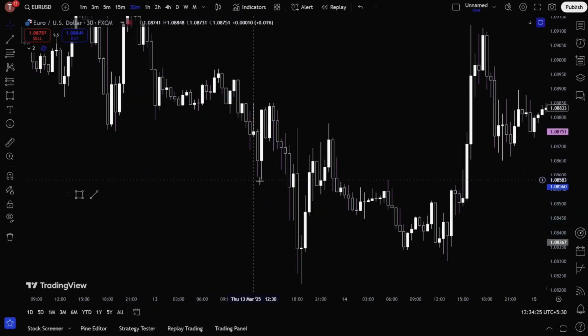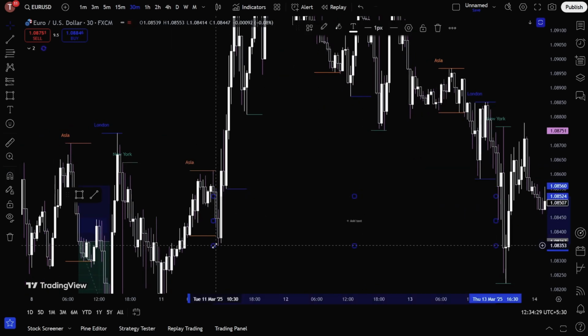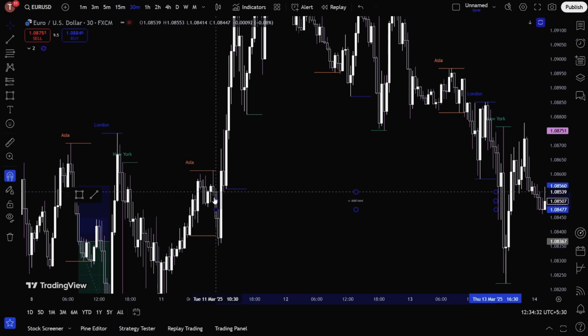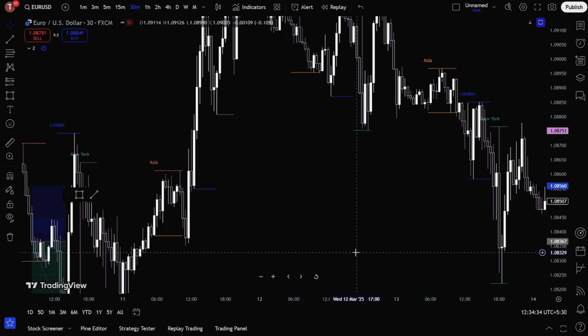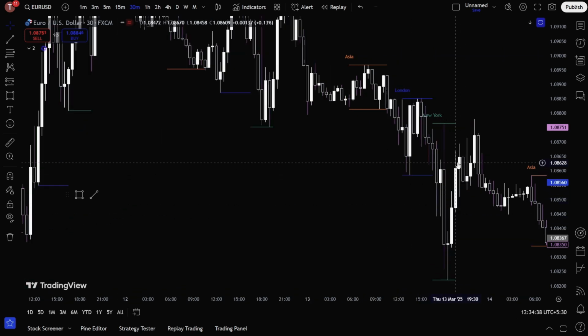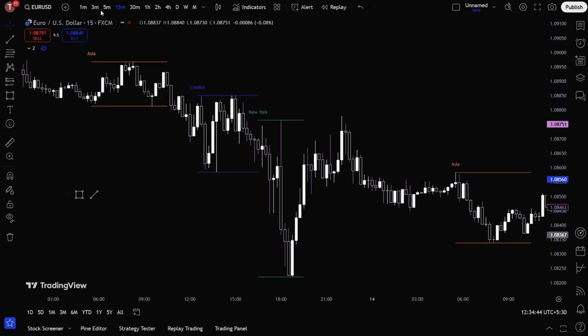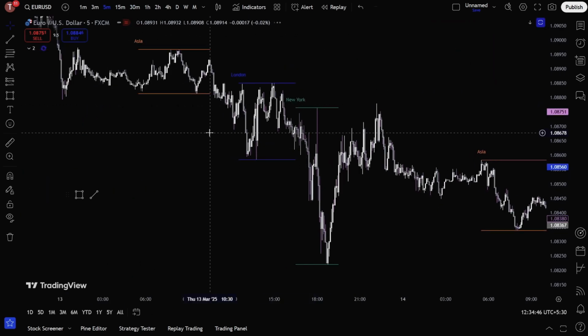So let's move to the 30 minutes now that we have a bullish bias. So here we go. This was the mitigation. I was anticipating that most likely we are going to go up, but that didn't happen over here.